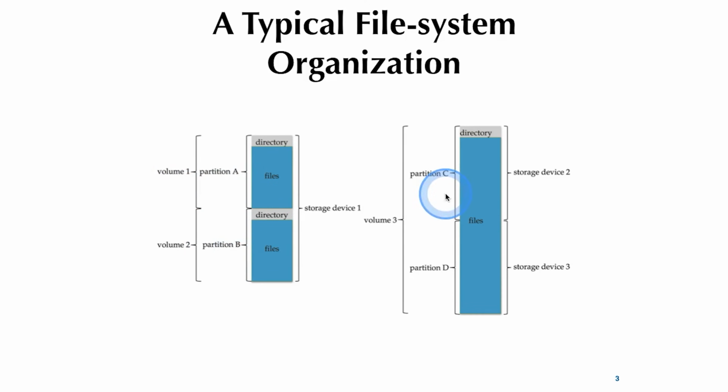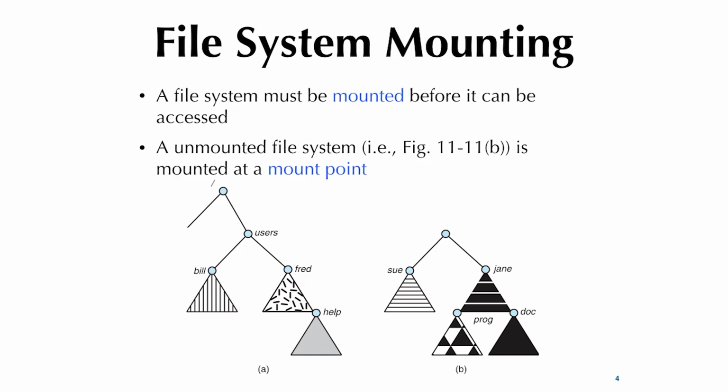So partition A, B, C, D, and then there could be volume 1 corresponding to partition A, volume 2 corresponding to partition B. But the volume can also be one that encompasses multiple partitions across different devices. Okay, so like here, storage device 2, device 3, these are different devices, but they get lumped together as one volume. That can happen too, depending on if the OS supports that.